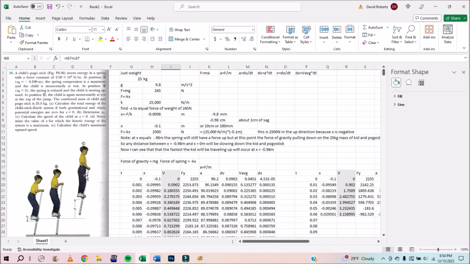At the top, it's 0. The kid is stopped. Kids are also stopped at the beginning. But there's going to be the spring force. So what happens is there's a point where, yes, the sag. Remember how I said this? If you just sag onto a pogo stick, that spring is going to go about 1 centimeter. So at that point, the spring's not pushing you up anymore. You know what I mean?